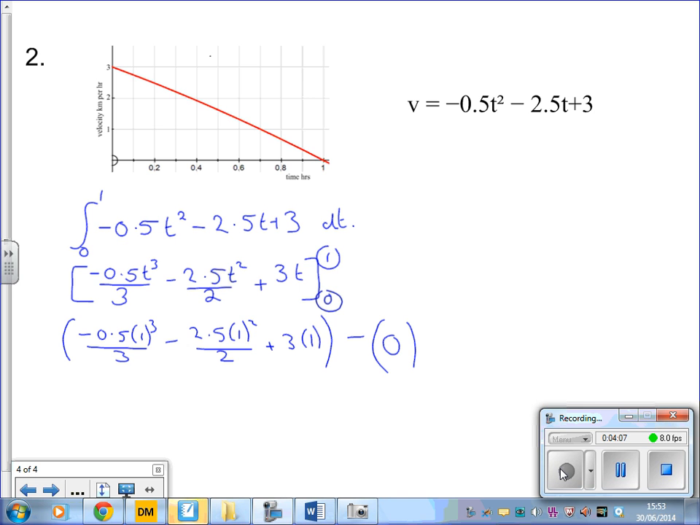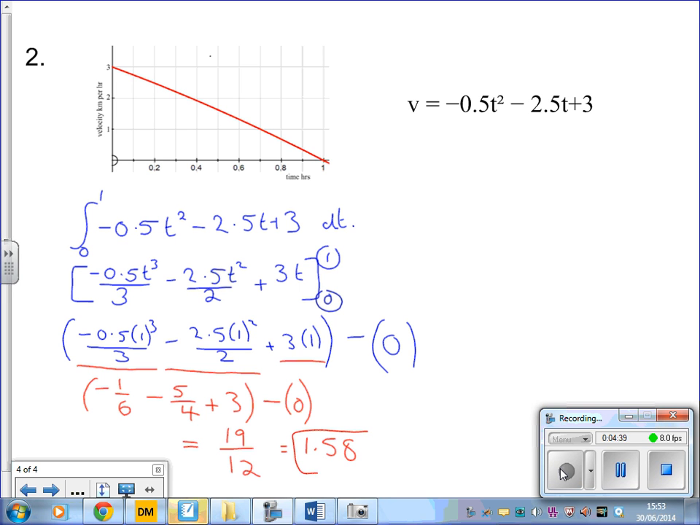This first bracket then to work out this part here, minus 1/6. This part, minus 5/4. And this plus 3. Which gives me an answer of 19/12, or as a decimal, 1.58 for 3 significant figures.